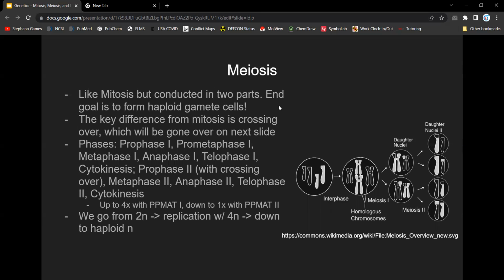Conversely, meiosis is like mitosis, but it's conducted in two separate parts. And the end goal is to always form haploid gamete cells. So a key difference in meiosis from mitosis is that there is an aspect called crossing over, and the gamete cells are always haploid. It doesn't matter if you're a haploid organism, or a diploid organism, or even a triploid, tetraploid, it goes on and on. The end goal is to have haploid daughter cells.